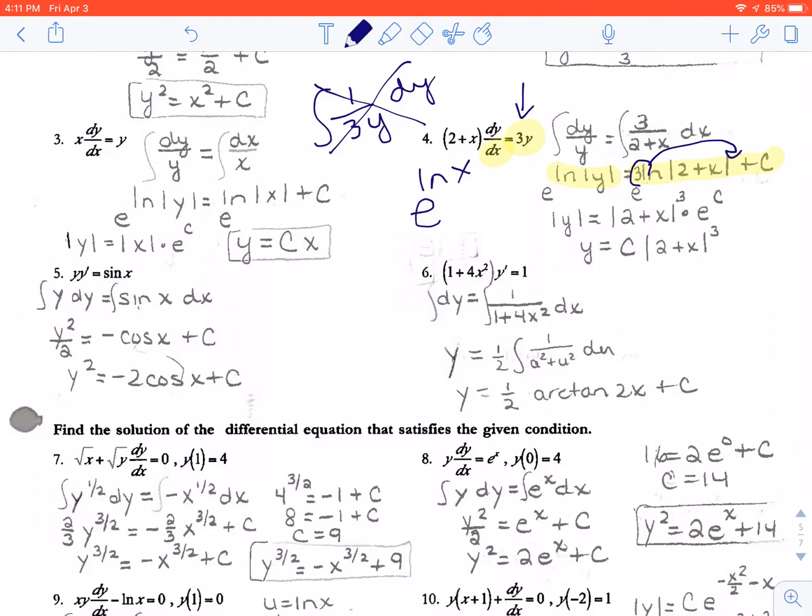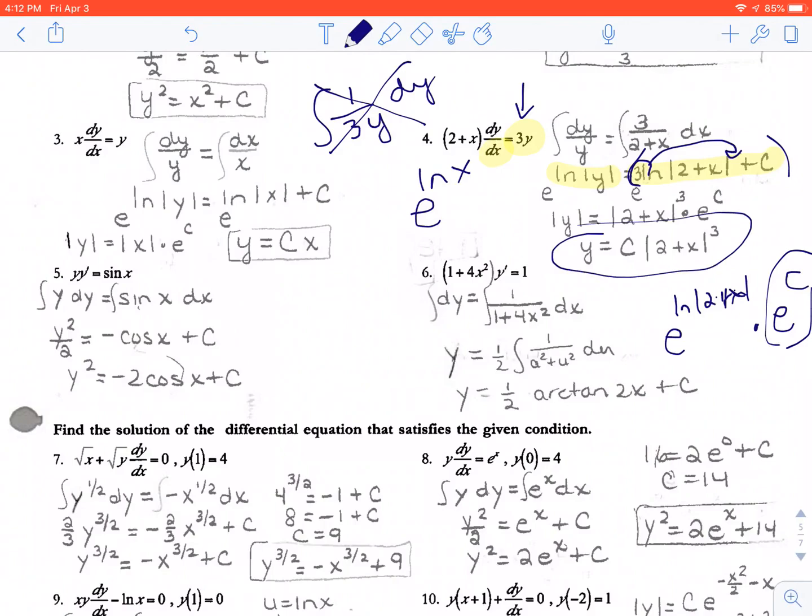So I did that step, then exponentiated, so I have absolute value of y equals the absolute value of 2 plus x quantity cubed times e to the c, because remember, this means e to the ln absolute value of 2 plus x times e to the c. Okay, and then that becomes c, and we get our answer.